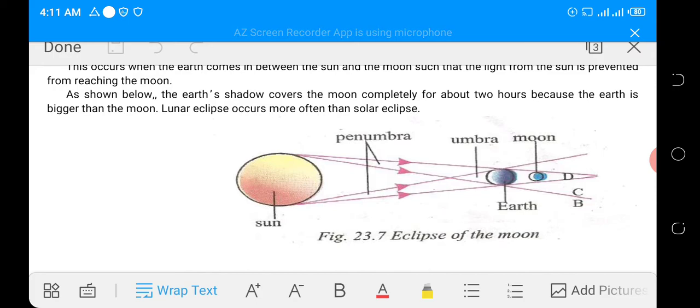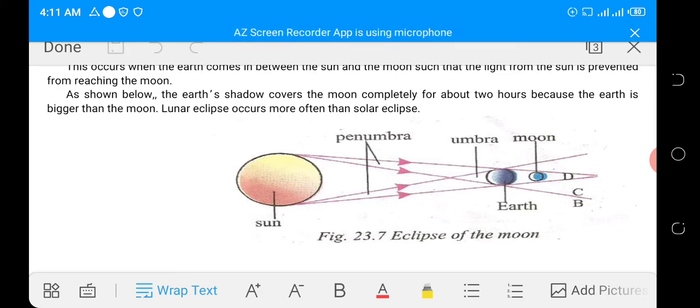And as you can see, the earth is bigger than the moon. So the rays of light coming from the sun will be totally blocked by the earth from reaching the moon, so that the moon will now be in the umbra of the earth's shadow, and there will be complete darkness, a total eclipse on the moon's surface, as shown in the diagram.